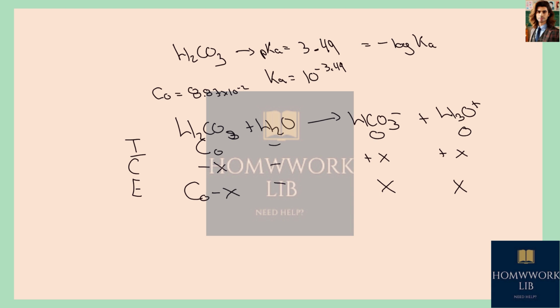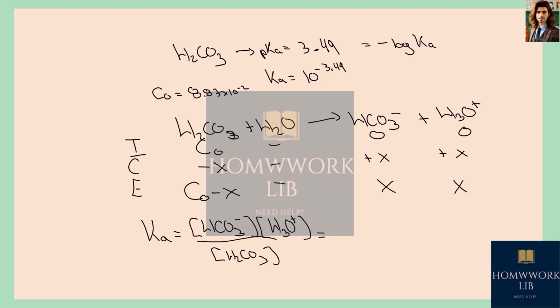Next up, this corresponds to the acidity constant of the acid, defined as the concentration of HCO3 minus times the concentration of H3O plus divided by the concentration of H2CO3. Replacing the values that we found at equilibrium, this is going to be X times X divided by C0 minus X.